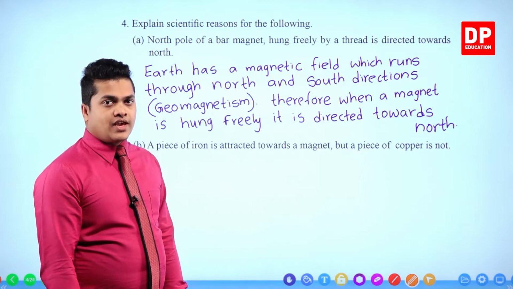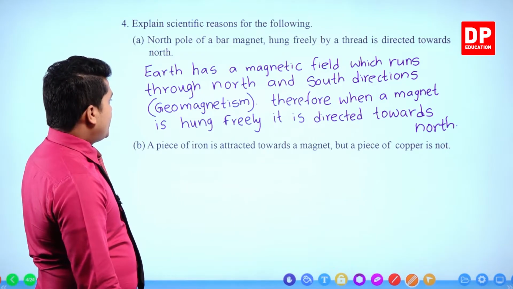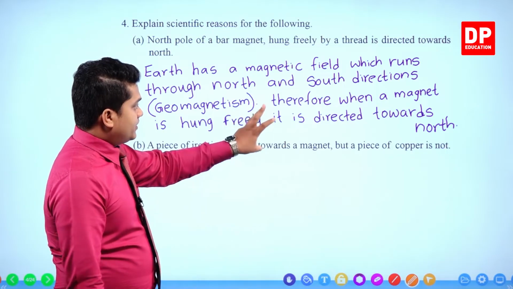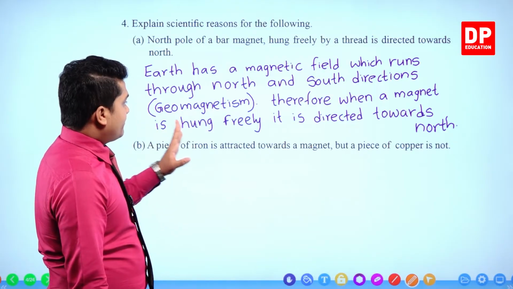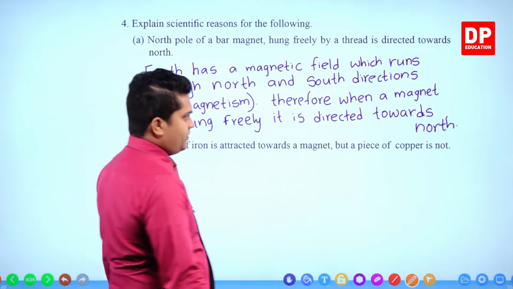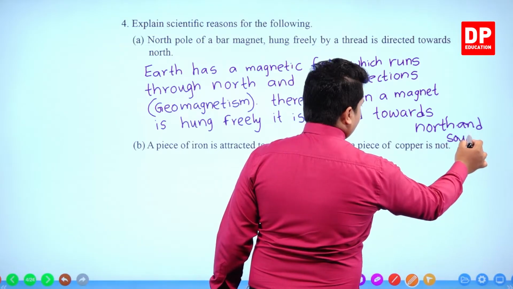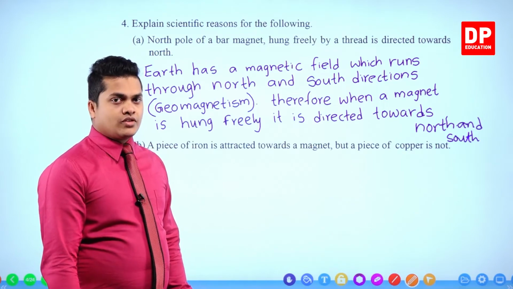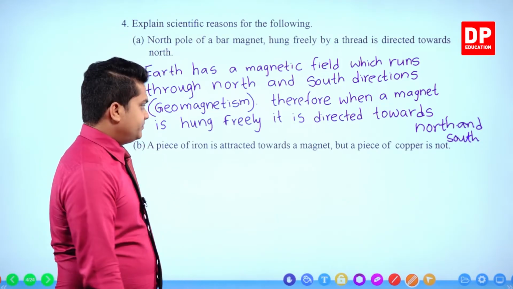Right, so this is the explanation for that question. Earth has a magnetic field which runs through north and south directions. It is called geomagnetism. So therefore, when a magnet is hung freely, it is directed towards north and also south. I'll mention, and south. Right? So it is pointing towards north and south. This is our explanation for the answer.